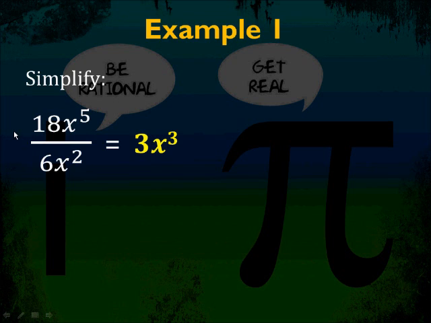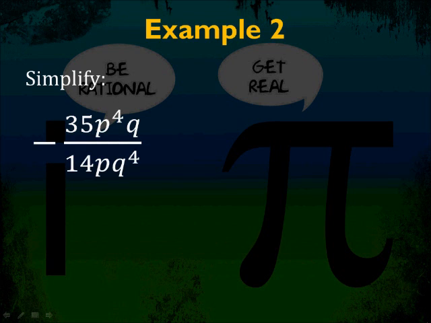So remember, when you have a coefficient, you handle the coefficients separate from the variables, and you do not want a negative exponent in your final answer. Example 2, we have negative 35p to the 4th times q over 14p times q to the 4th. So again, you will handle everything separately and put it all together.